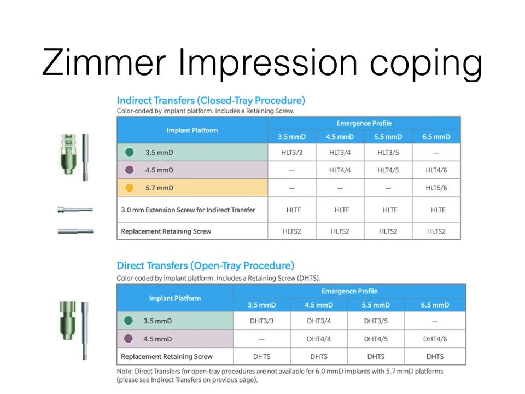After that, you will choose a proper size of the impression coping related to your implant system. For example, if the implant has a 3.5 millimeter platform connection, then you have to select the 3.5 implant platform of your impression coping. You can also use the color code as your reference.